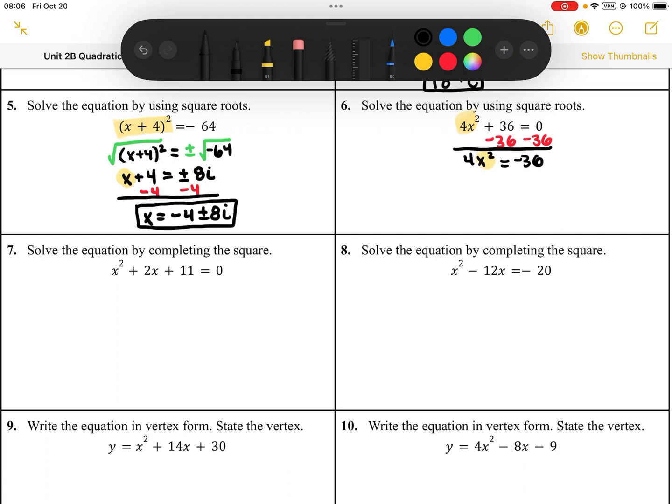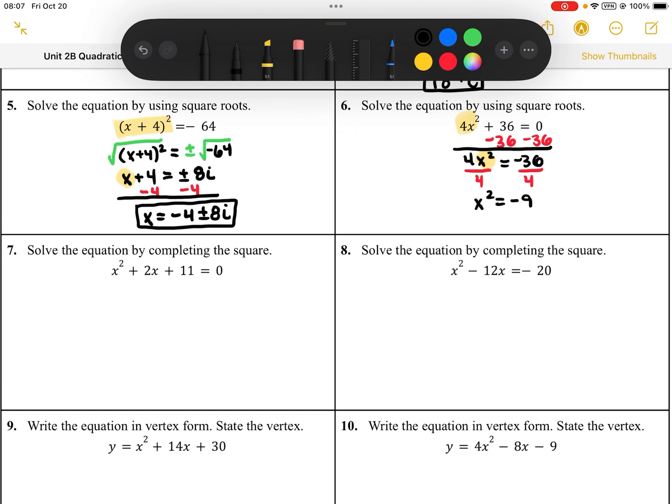Now I need to get x squared by itself. So it's 4 times x squared. So the opposite of multiplying is to divide. I'm going to divide both sides by 4. So now I have x squared equals negative 36 divided by 4 gives me negative 9.